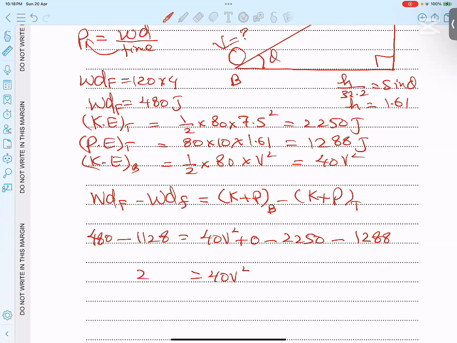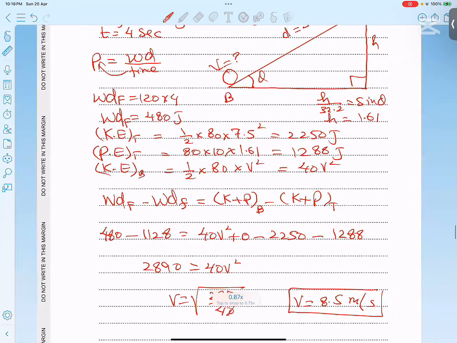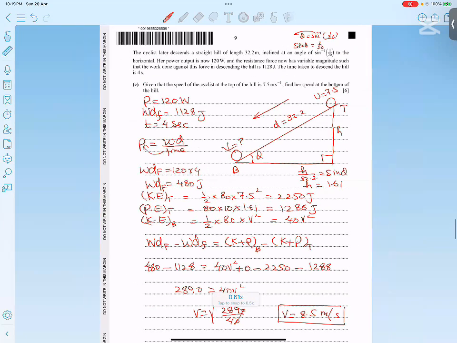And I'm getting 2890. Divide by 40 and take a root of this, will give us 8.5. So I hope the point is very clear. So root of 2890 over 40. So velocity turns out to be 8.5 meter per second. I hope the concept is very, very clear.